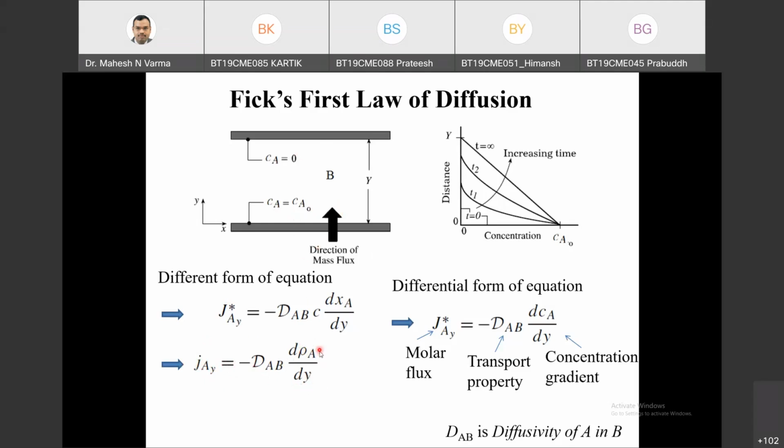Density of A means kg per meter cube. This will be kg per meter cube, and this will be moles per meter cube. The concentration C_A is moles per meter cube, while density is kg per meter cube. So this is the variation of density in the Y direction.